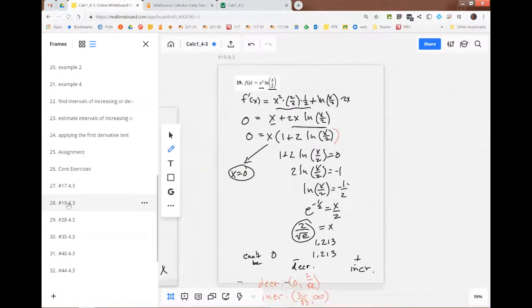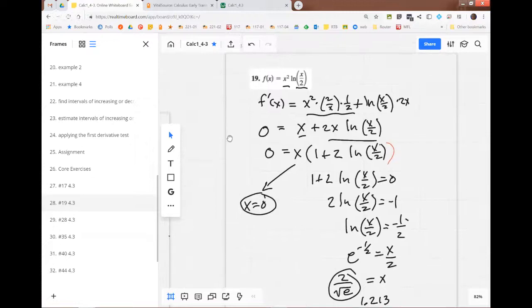Let's take a look at number 19. This one has a little bit of a challenge to it. We have x squared times the natural log of x over 2. We always seem to have a little bit of trouble with natural logs. So this is a product, x squared multiplied by the natural log of x over 2, so I have to do the product rule: the first times the derivative of the second.